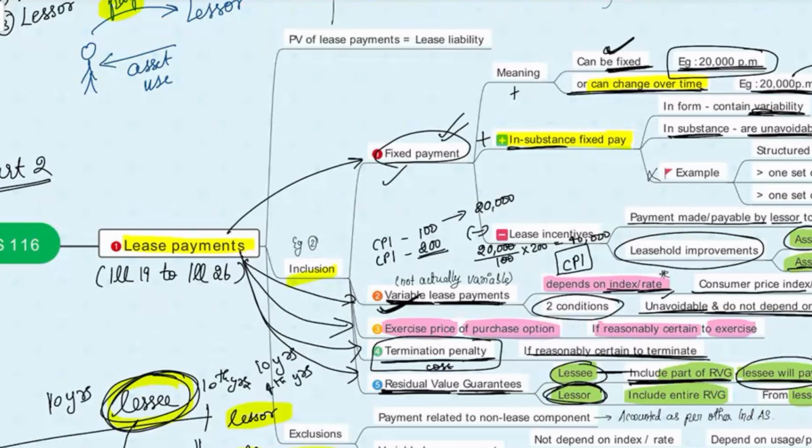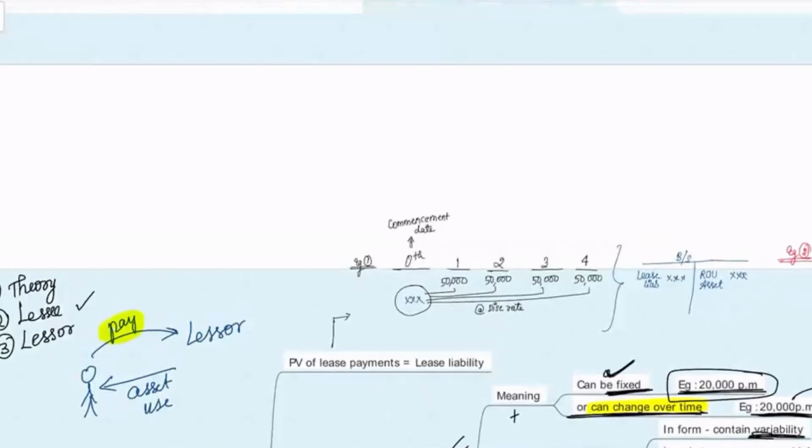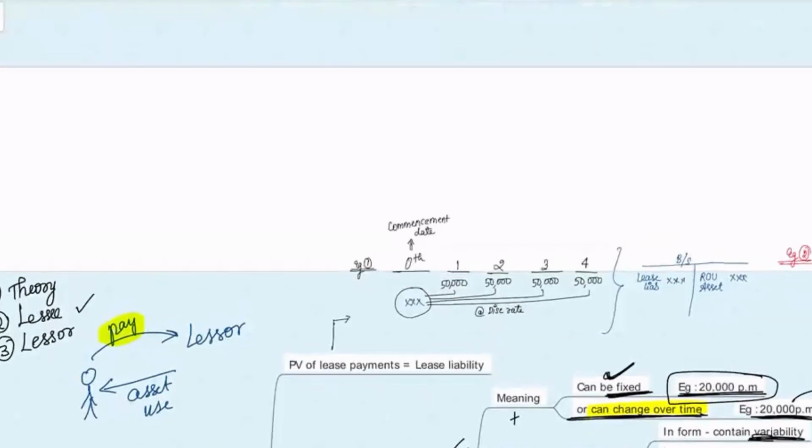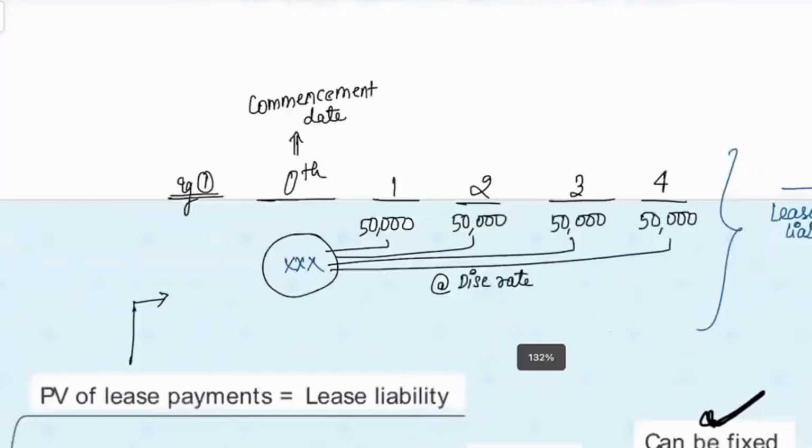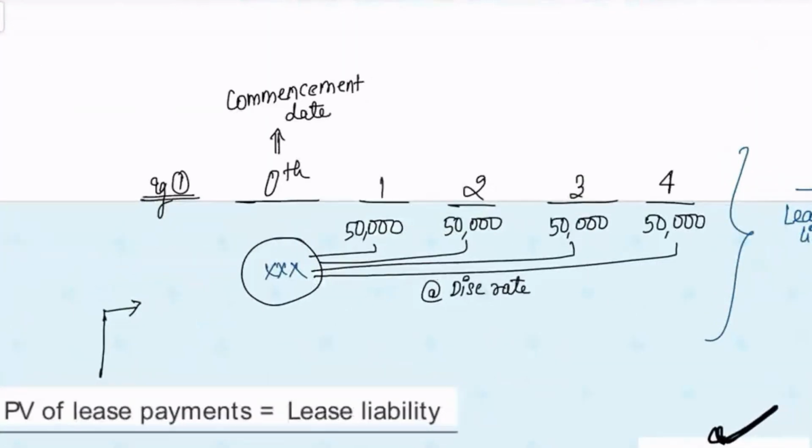Okay, so now that we have understood what the lease payments mean, let me tell you how you are going to record it in your books. So what happens, suppose we have taken a lease for suppose 4 years, okay? So we have year 0, year 1, year 2, year 3, and year 4.